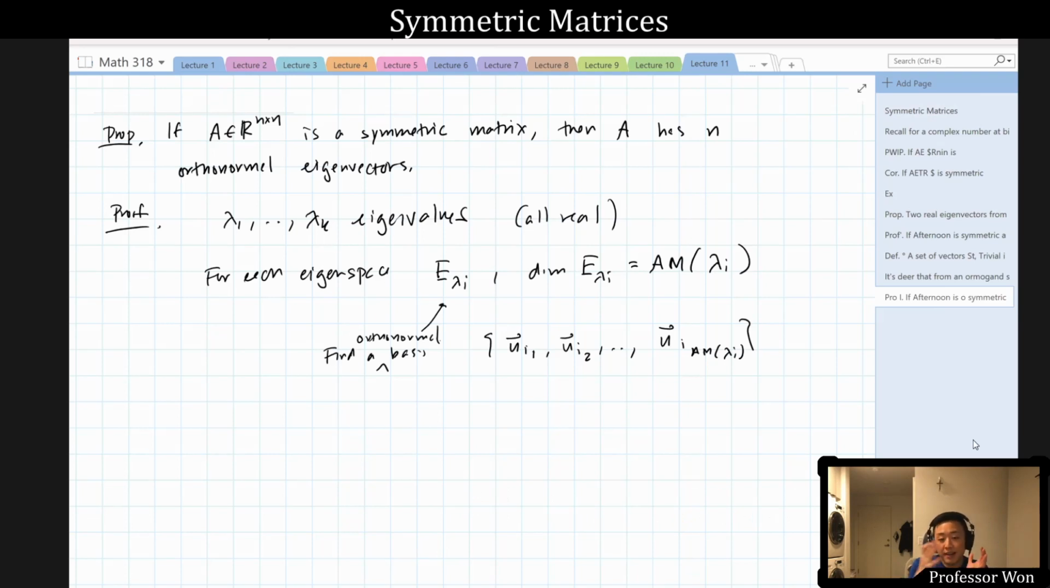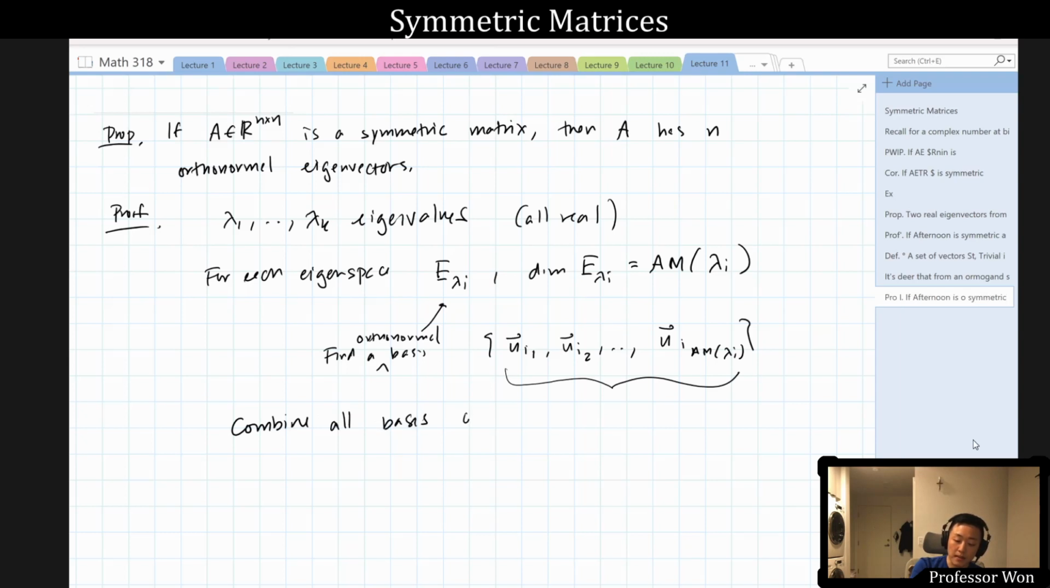And so you do this for every single eigenspace. In the end, you'll have n eigenvectors because each one is equal to its algebraic multiplicity. And each of these is orthogonal to every one of the elements in the set. But by our previous result, is also orthogonal to every vector in all the other eigenspaces. So you throw these all together and you'll get n orthonormal eigenvectors of A. So just combine all these bases together.